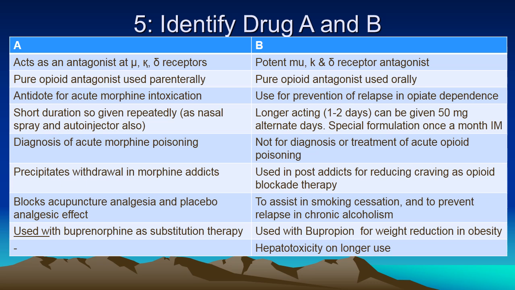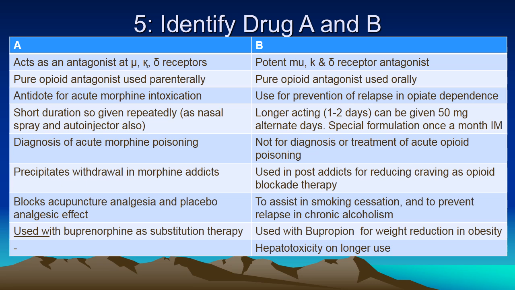B is a long-acting drug, can be given once daily or once in 2 days. Special formulations are also available for once in a month intramuscular use. A can be used for the diagnosis of acute morphine poisoning. B is not used for diagnosis of acute morphine poisoning. A precipitates withdrawal in morphine addicts. B is used in post-addicts after detoxification for reducing craving. This is called opioid blocking therapy.